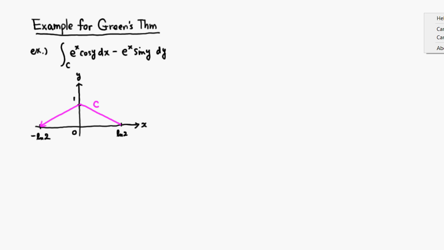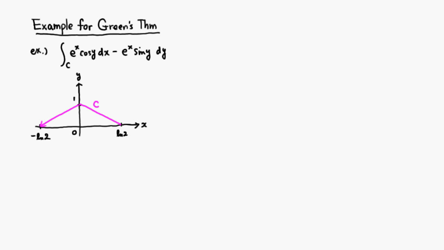Alright, let's look at an example for Green's theorem. Let's apply Green's theorem to this integral, see if we can make our lives a little bit easier. You have a line integral along the curve C, e to the x cosine of y dx minus e to the x sine of y dy.